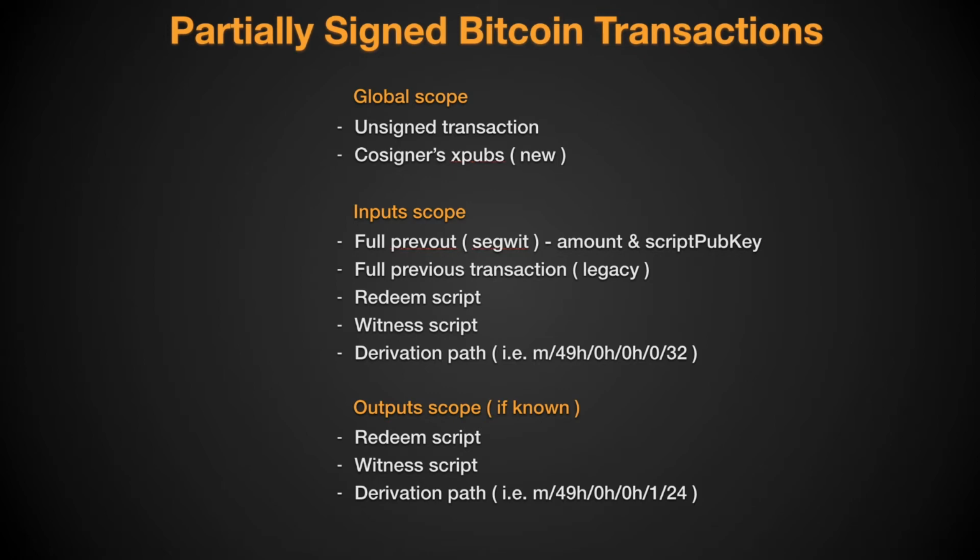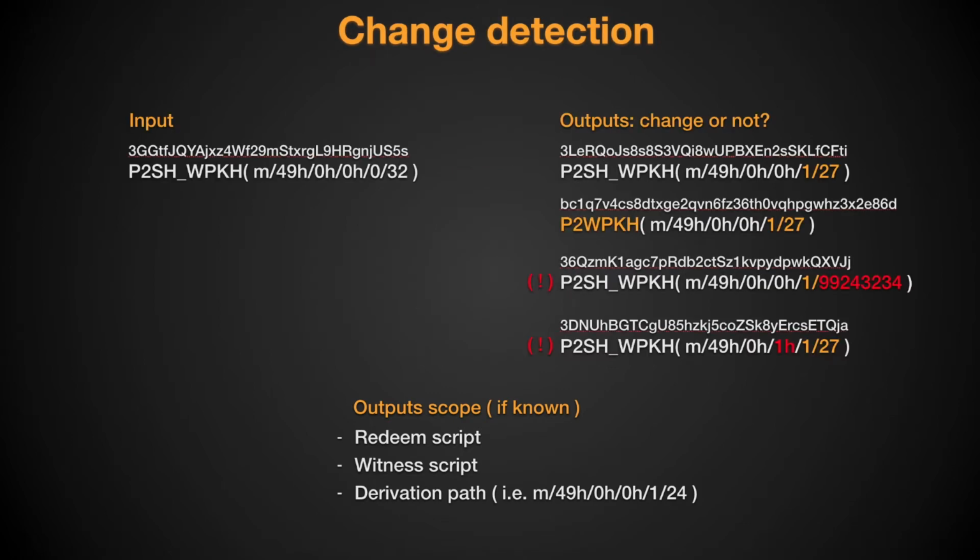So the change detection is a little bit tricky, because just having the derivation path is not enough. And yeah, recent vulnerabilities were showing that it is pretty hard. So Trezor, for example, had an issue with the change detection in the multi-signature case, and Ledger some time ago also had a problem where they just trusted and didn't verify the derivation path, so that you could also easily steal the money from the wallet.